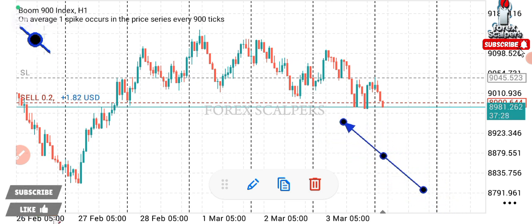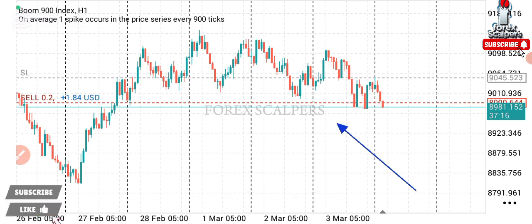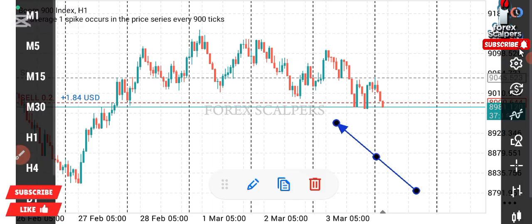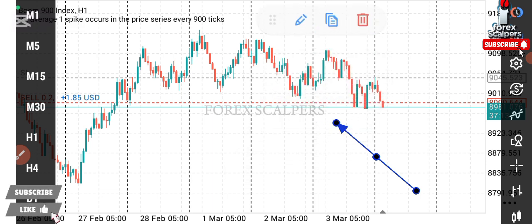And that is exactly what I'll be showing you in this video: how you can do your analysis correctly, how exactly you can get your entry confirmation, as well as your entry trigger as far as trading is concerned.